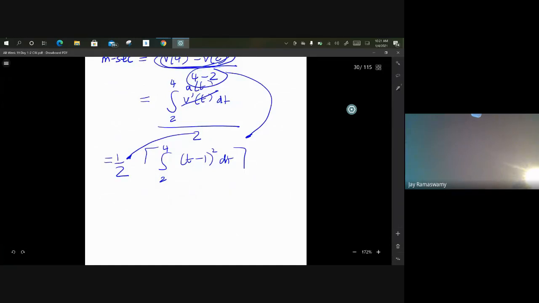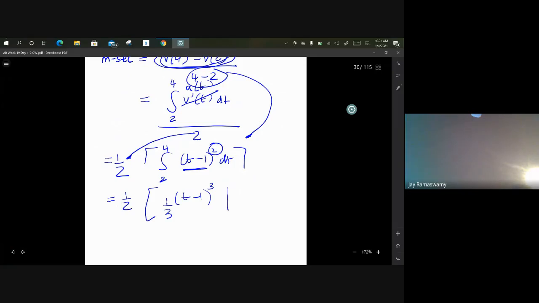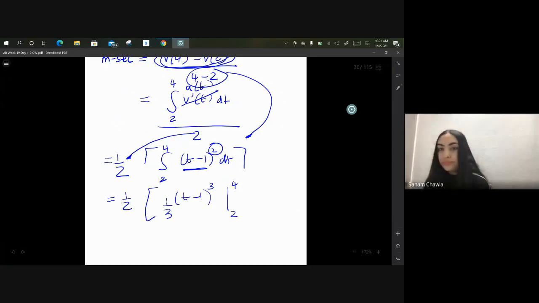Okay, let's do integrals for practice. Okay, smart kids, can I use the power rule? That's a linear function. Let's apply the power rule. So it becomes t minus 1 to the power of 3 over 3, or 1/3. Lower limit, 2. Upper limit, 4. Can we move on? Yes. Okay.